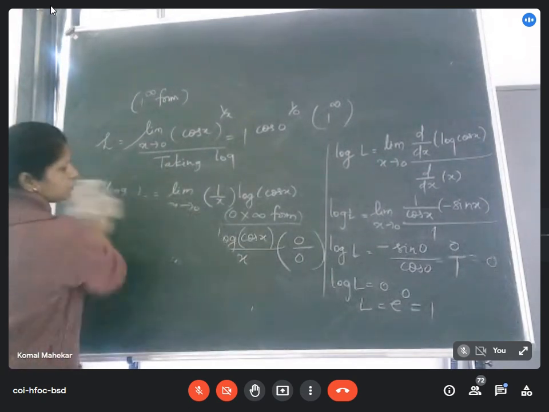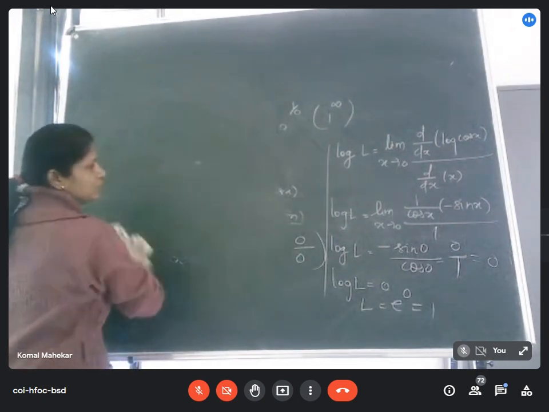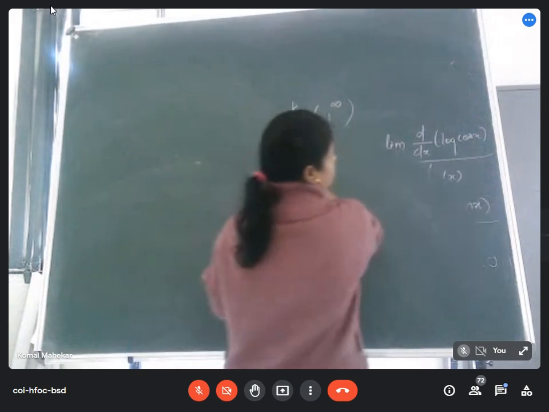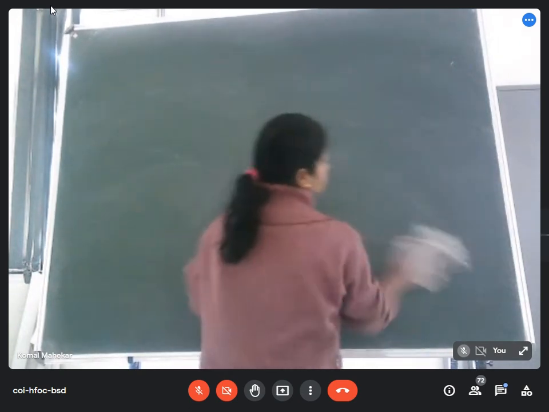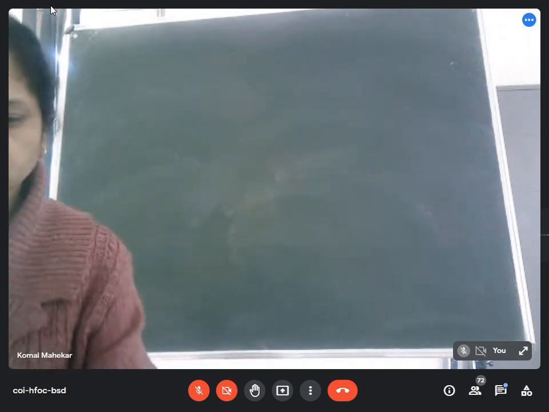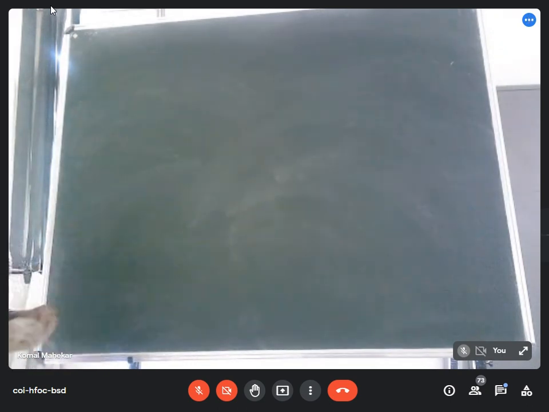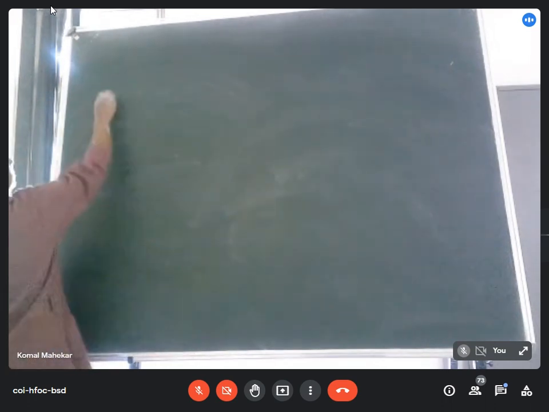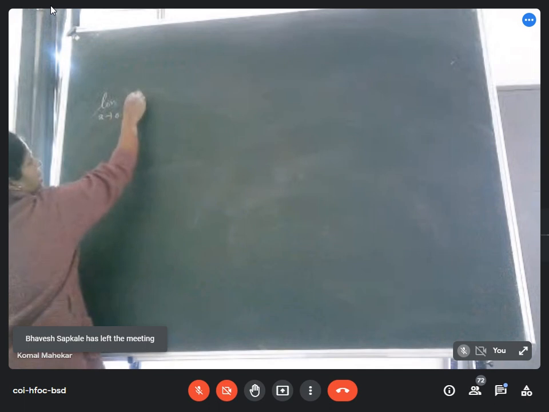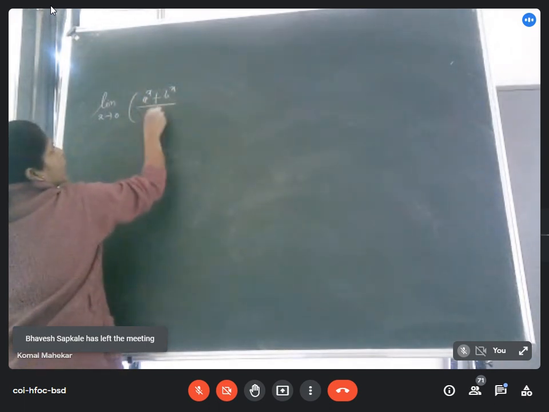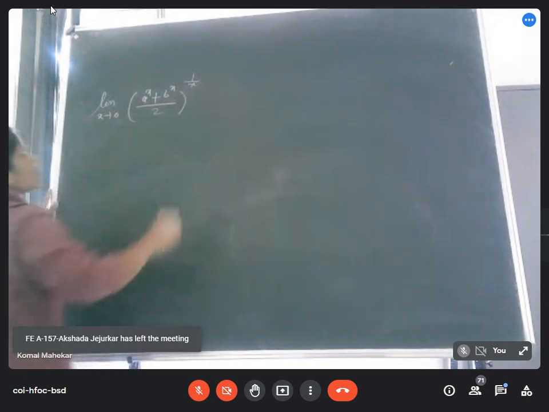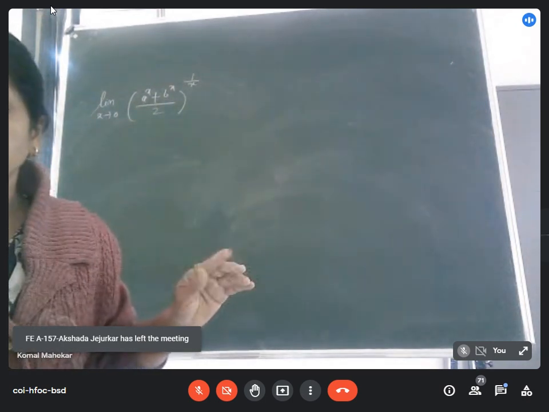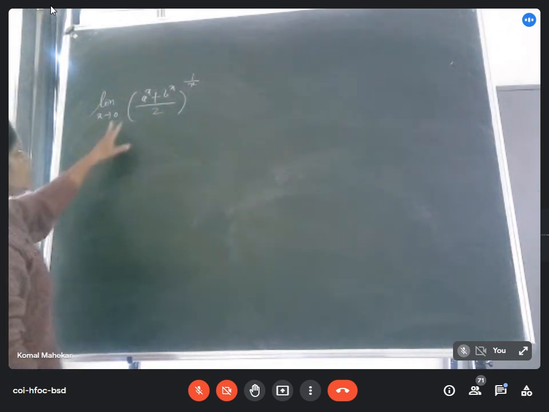And the last one, next problem. Evaluate limit x tends to 0 of a raised to x plus b raised to x divided by 2, whole raised to 1 by x. So this is the given limit.